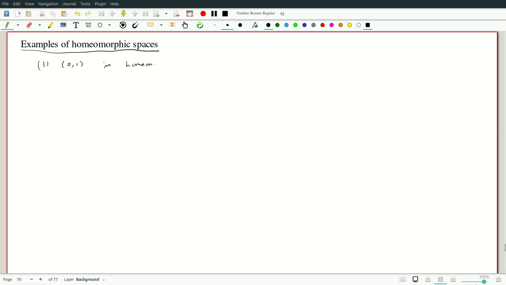So (0, 1) is homeomorphic to an open interval (a, b) if a is less than b. And the proof is we just construct the obvious map from (0, 1) to (a, b). And f of t is going to be a plus t times (b minus a). So this is a homeomorphism. Simple analysis to check that it's continuous, and its inverse is continuous. In fact, there you can write the explicit formula.